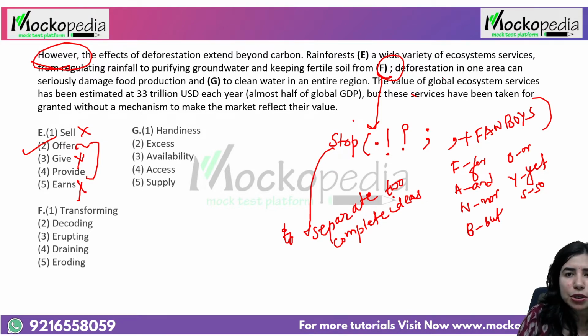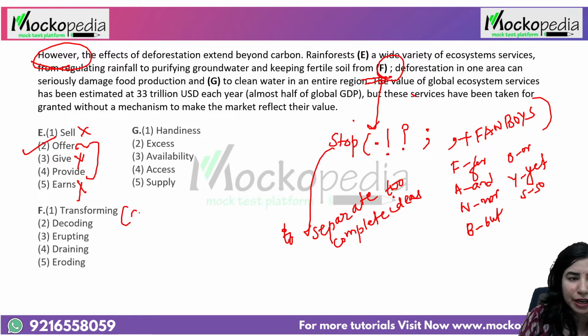So, deforestation in one area can seriously damage food production. Oh, sorry. Yeah. Fertile soil from what? So, regulating and keeping fertile soil from, there's this phenomenon, it's called erosion, bolte hain, jahan pe top layer of the fertile soil gets carried away by wind. So, rainforest kya karte hain? Grip bana ke rakhte hain. So, that's what the idea is saying.